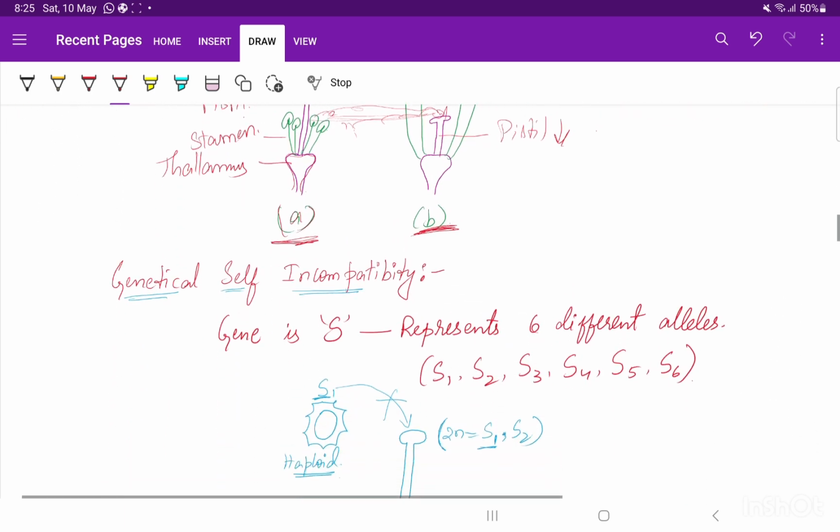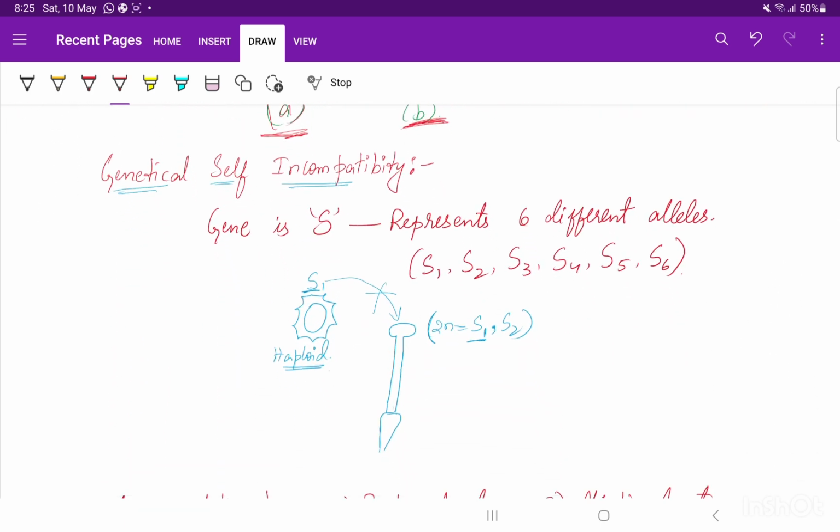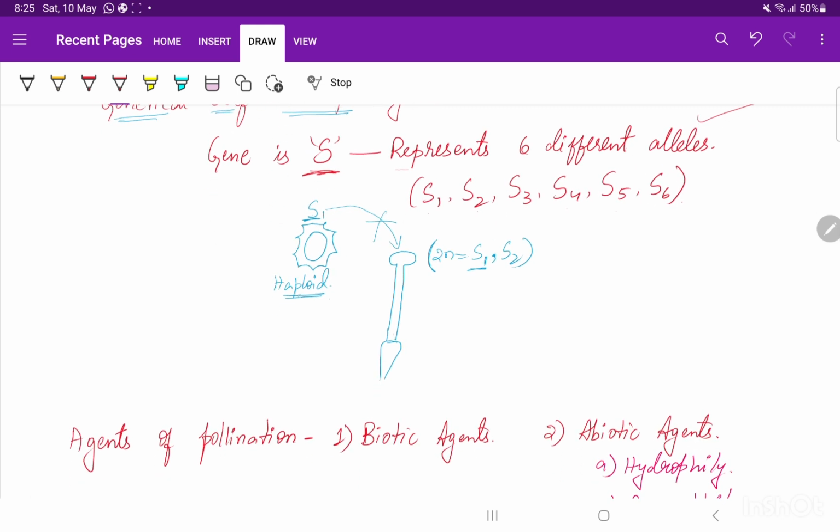I hope it's clear. Next is genetical self incompatibility. Genetically, there is self incompatibility seen in plants, where a gene representing S in the pollen grains has 6 different alleles of the S gene, that is S1, S2, S3, S4, S5 and S6 respectively. A pollen grain which is ready for pollination has the S1 allele of the S gene. I hope it's clear.